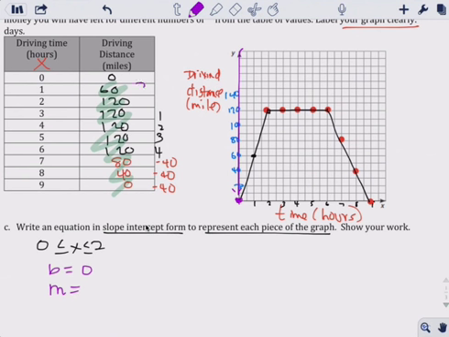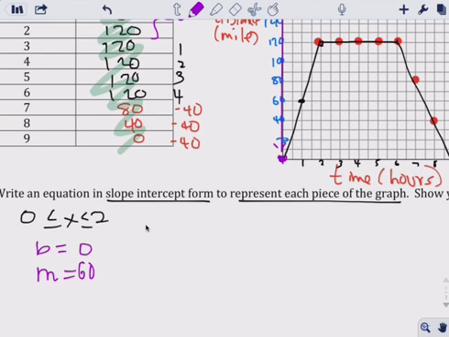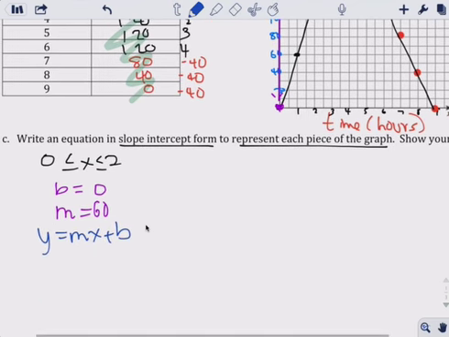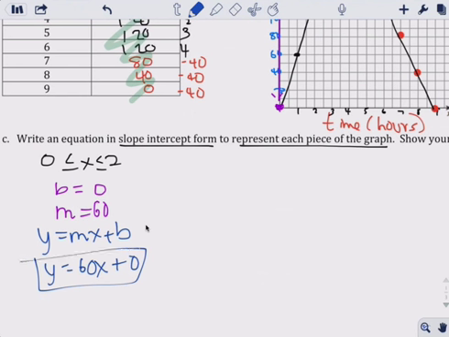Or you realize the speed is also slope, okay? So the speed here is 60. So my m is 60. Because I have slope and y-intercept, I can use the formula y equals mx plus b to substitute it in. So y equals 60x plus 0. Or you don't have to write the 0 at all. If you leave it like this, it's okay. I will count it, but you need to know that a blank nothing is also 0.